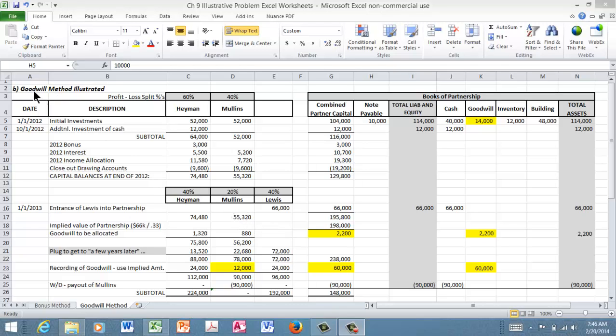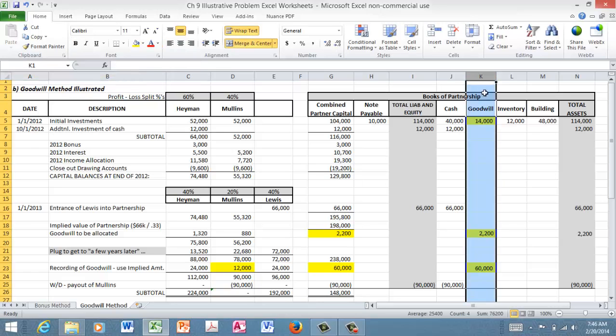We're now going to illustrate the Goodwill method using the end of chapter 9 comprehensive problem. The previous lecture, remember, was the bonus method. Now the stark difference between the Goodwill method and the bonus method, as you might guess, is over here in my books of the partnership. I'm going to have an account called Goodwill.